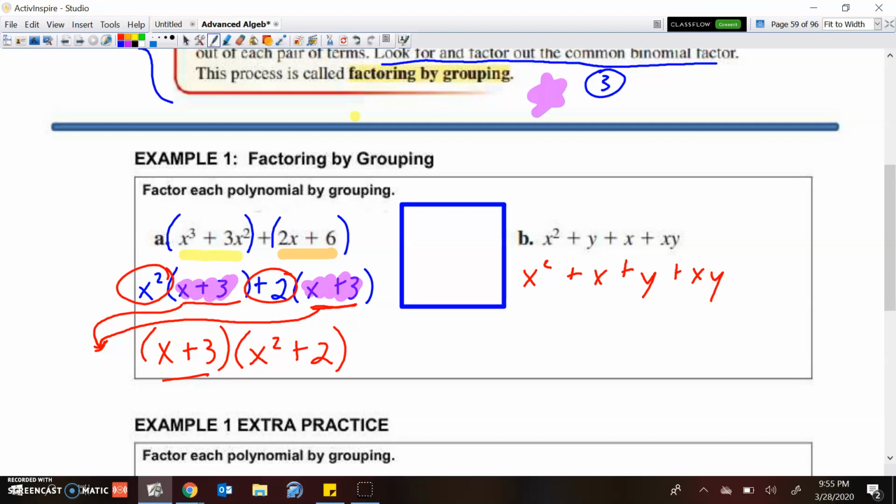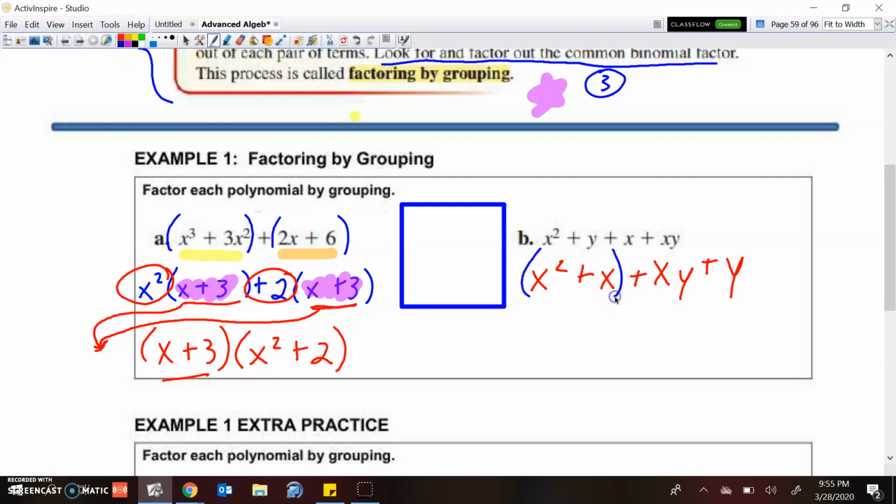Okay? All right, or I could even rearrange it and say x squared plus x plus xy plus y. The point is, you can rearrange these variables in any order you'd like, commutative property. So now let's go ahead and do our work.